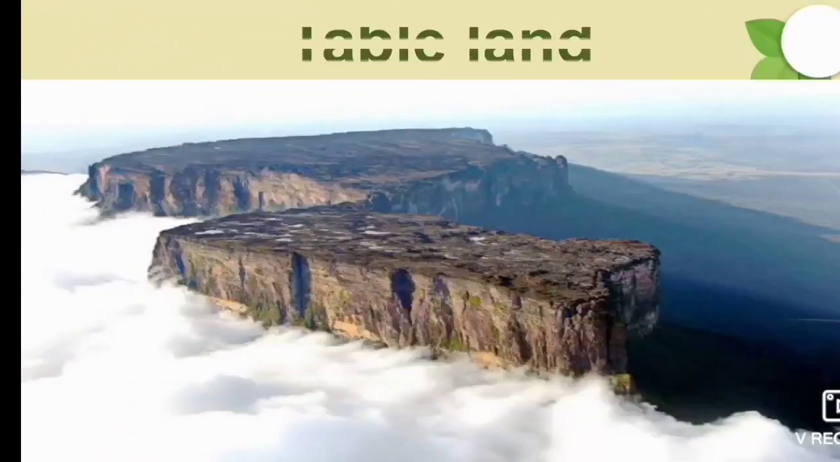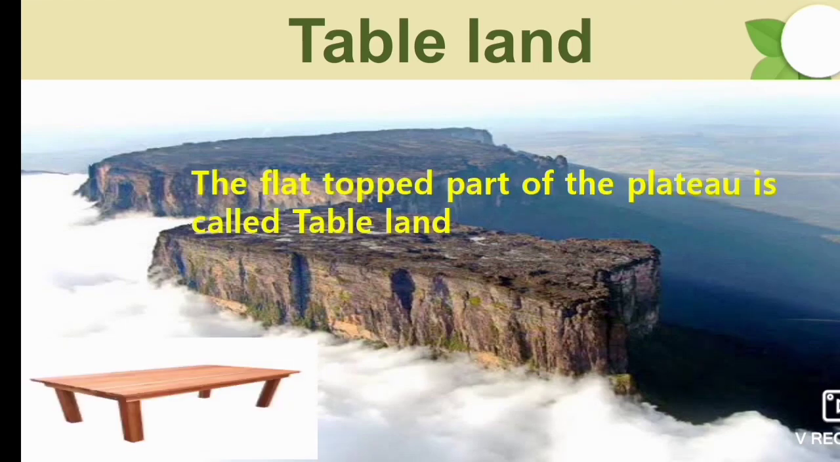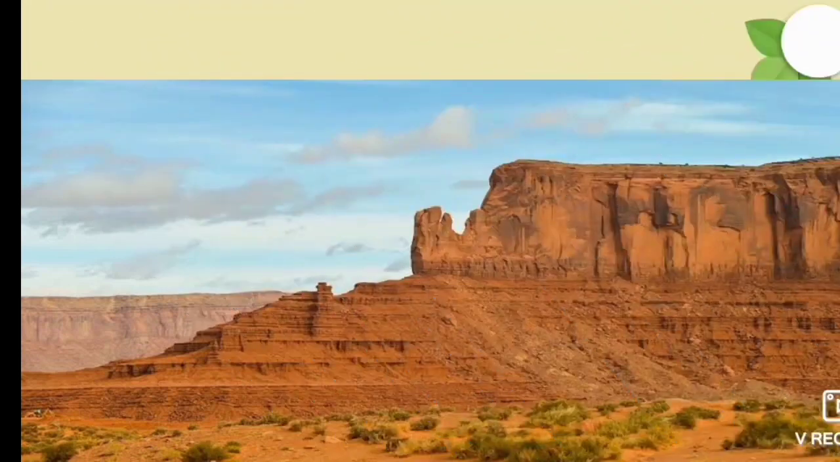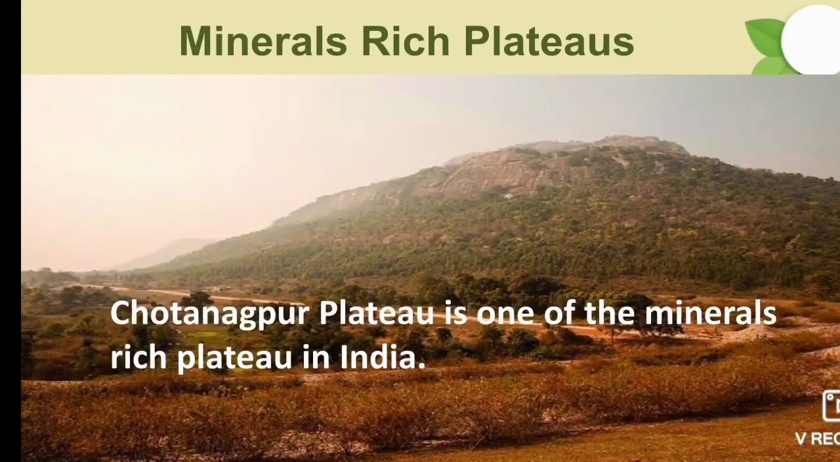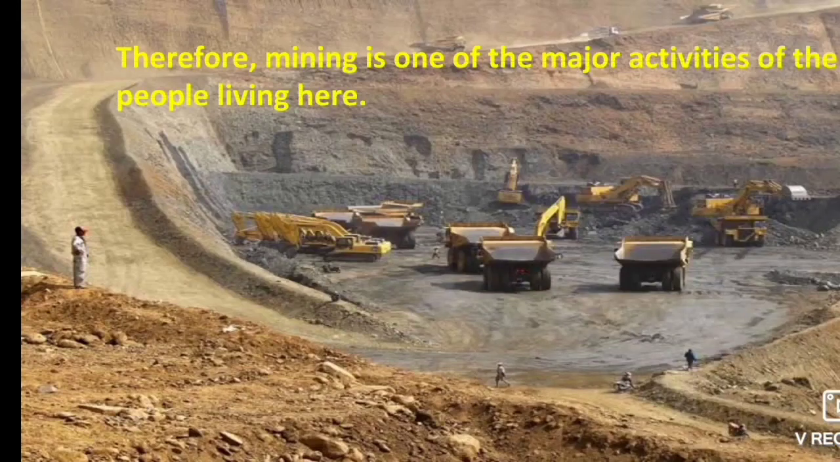Next is tableland. The flat topped part of the plateau is called tableland, which means the top flat portions of the plateau look like a table. So it is called tableland. Next is mineral rich plateaus. Students, Chota Nagpur Plateau is one of the mineral rich plateaus in India. Therefore, mining is one of the major activities of the people living here, which means mining is the major occupation of the people living in Chota Nagpur Plateau.